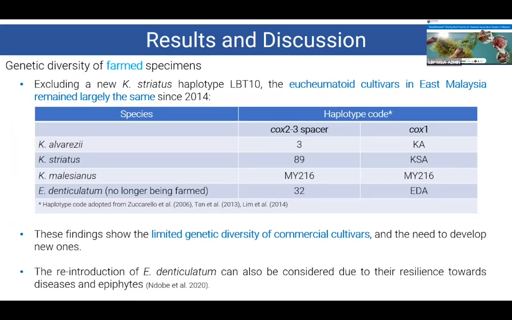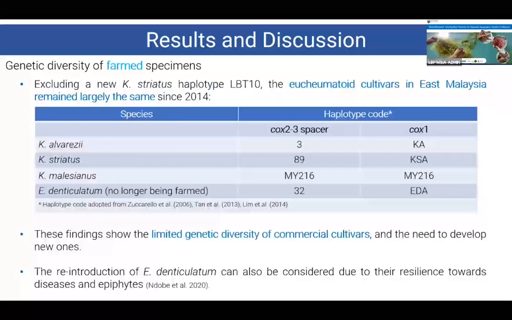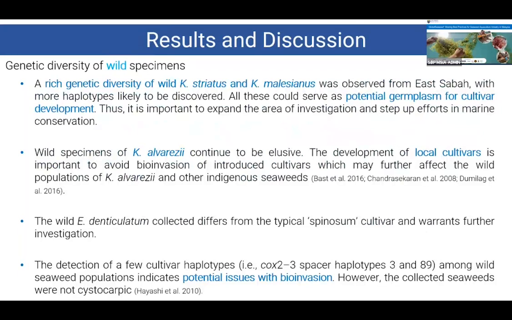It is unfortunate that Eucheuma denticulatum is no longer farmed in Malaysia, likely due to the unstable price and demand. However, results have shown that these species tend to be more tolerant of diseases and epiphytes and should be considered for reintroduction when the value chain is improved. The study on wild specimens has revealed a rich genetic diversity of wild Kappaphycus striatus and Kappaphycus malaysianus of Semporna, with more haplotypes likely to be discovered from less visited areas. These genotypes could serve as potential germplasm for cultivar selection and development further down the line. It is therefore important to expand the area of investigation and step up efforts in marine conservation, considering some of the wild populations were not within protected areas.